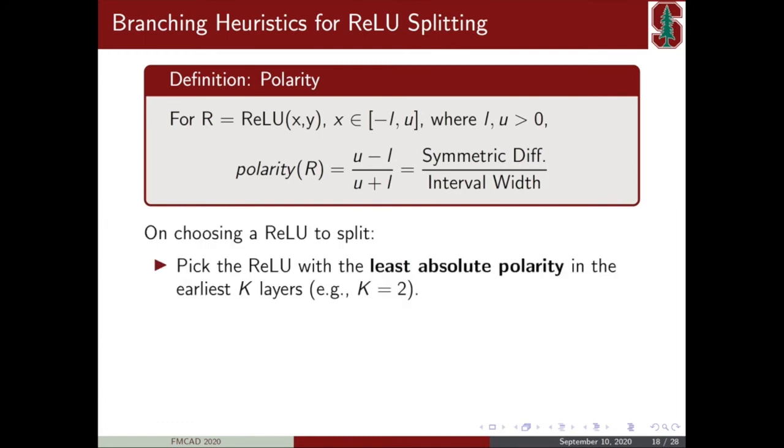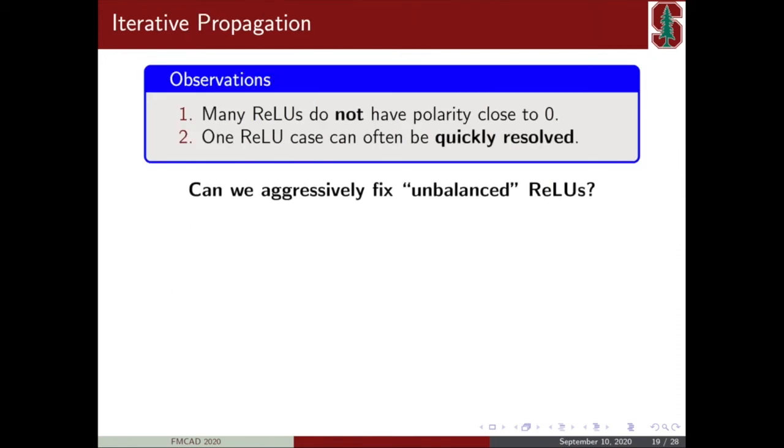To optimize towards both easier subformulas and balanced subformulas, we propose the following branching heuristic. On choosing a ReLU to split, we pick the ReLU with the least absolute polarity in the earliest k layers, where k is a configurable parameter. In our experiment, we set k to be 2. In practice, we found that many ReLUs do not have polarity close to 0, and the ReLU case corresponding to the narrower interval can often be quickly resolved. This opens up the opportunity to aggressively fix those unbalanced ReLUs and reduce the complexity of the problem.